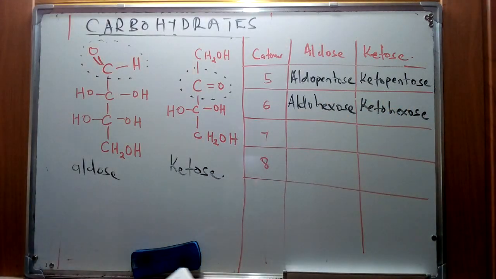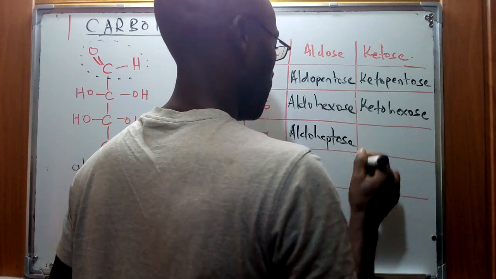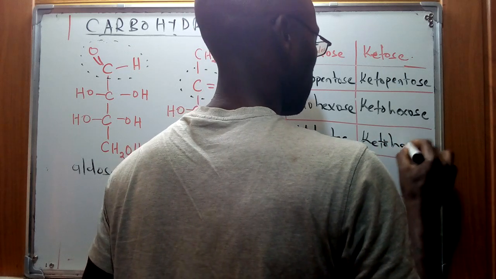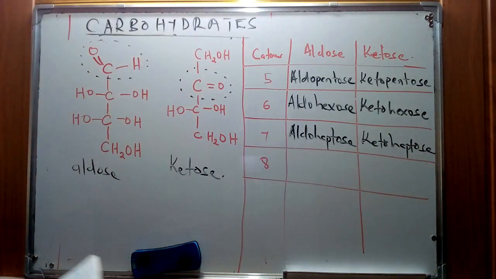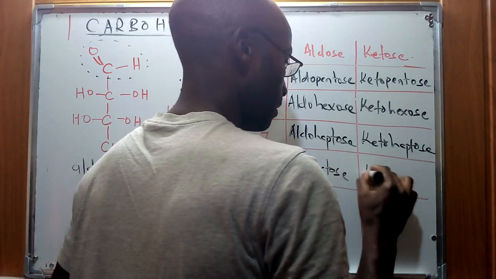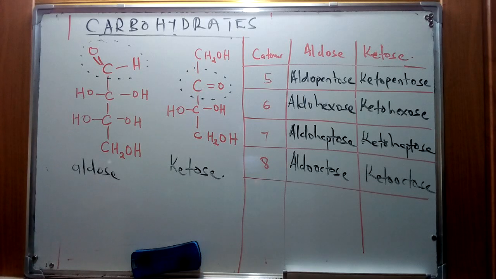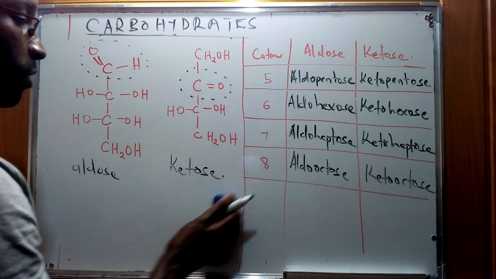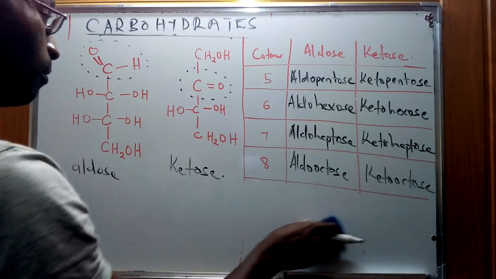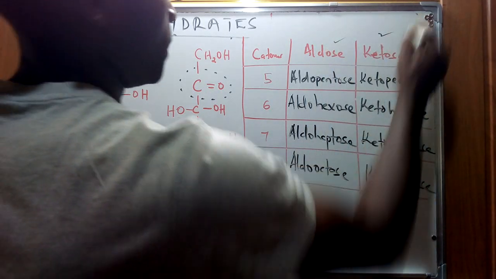And then for 7 it's going to be hept, so it's going to be aldoheptose, and this is ketoheptose. For 8 it's going to be oct, therefore it is aldooctose, and this is ketooctose. Therefore, in this specific order, this is the nomenclature of these monosaccharides, in which they fall under the two product categories of polyhydroxyaldehydes or polyhydroxyketones, respectively.